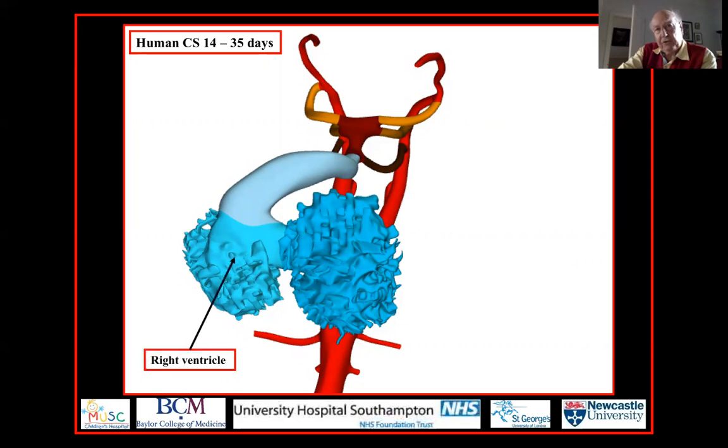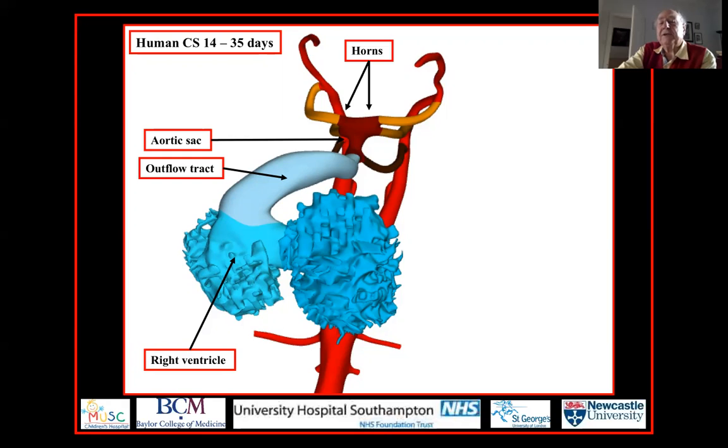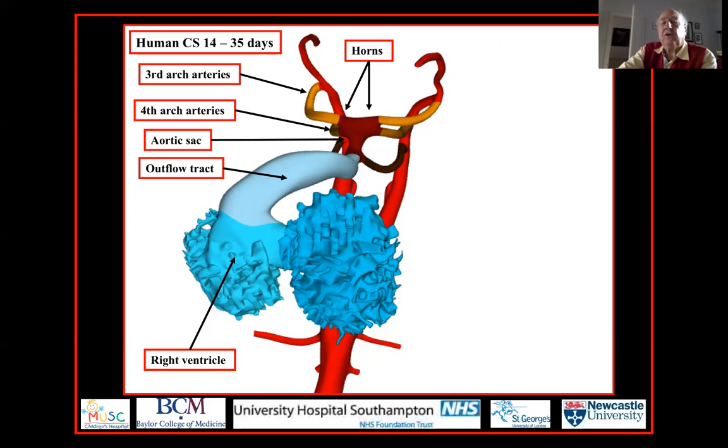So within the ventricular loop, we can see the developing right ventricle. The developing right ventricle, as we have discussed, is giving rise exclusively to the outflow tract at this stage, and the outflow tract has a solitary cavity moving to the margins of the pericardial cavity. And there it becomes the aortic sac, because the aortic sac is extrapericardial. And we can already see that the aortic sac has two horns, which are giving rise to the arteries of the third arch and the fourth arch.